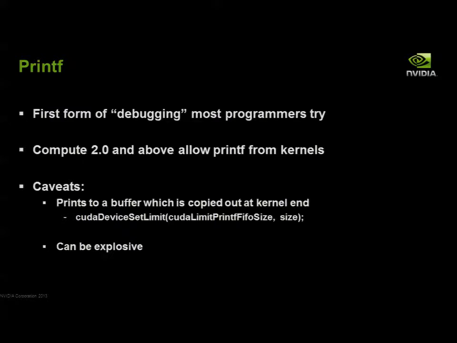So one of the caveats is that the buffer can overflow. It's just a circular buffer, so you might lose output if it's not being flushed often enough, if you're producing too much output per thread. And keep in mind that if every single thread of your million-thread grid writes a novel out to standard out, you're ending up with a lot of output.